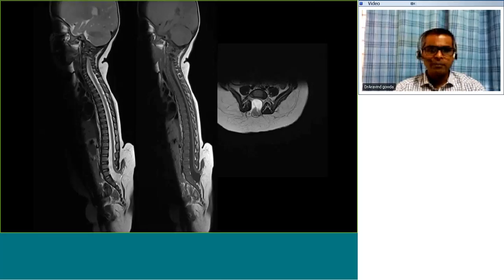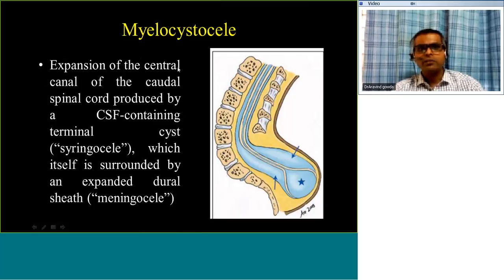So this is one more example of lipomyelomeningocele. You can see that the placode and lipoma interface is outside the spinal canal and there is a prominent anterior subarachnoid space. Now coming to the myelocystocele, this can be either terminal or it can be segmental.